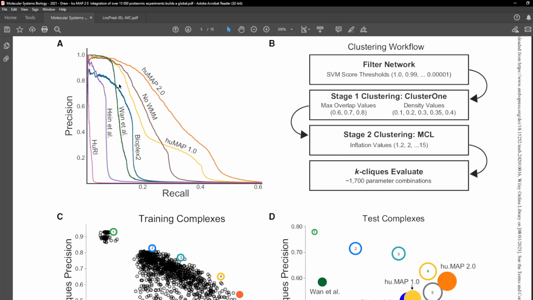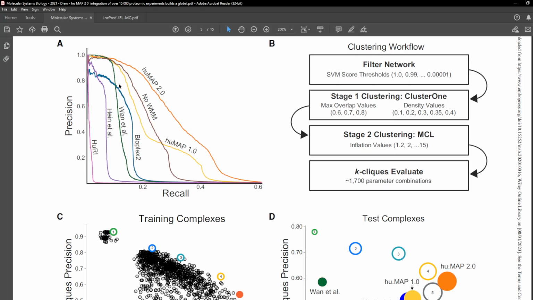Clustering workflow used to identify protein complexes in Hu.MAP 2.0 protein interaction network. The network is first filtered based on the confidence score produced by the support vector machine, SVM. The filtered network is then clustered using a two-stage approach, clustering first using cluster 1, and then further clustering with MCL. The resulting clusters are then evaluated using the K-clique method, see materials and methods, on training complexes. Approximately 1,700 parameter combinations were evaluated, each producing a unique set of clusters, sweeping SVM score filter thresholds, and clustering parameters, i.e., cluster 1 max overlap, cluster 1 density, and MCL inflation.